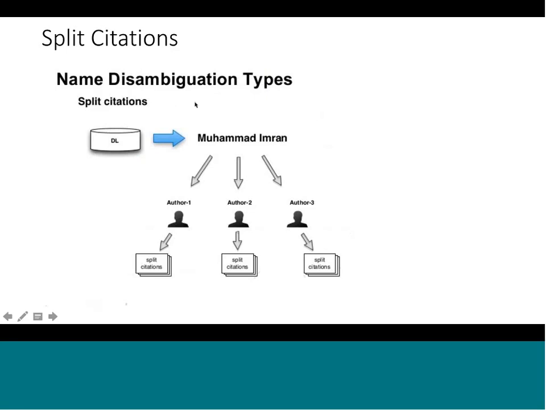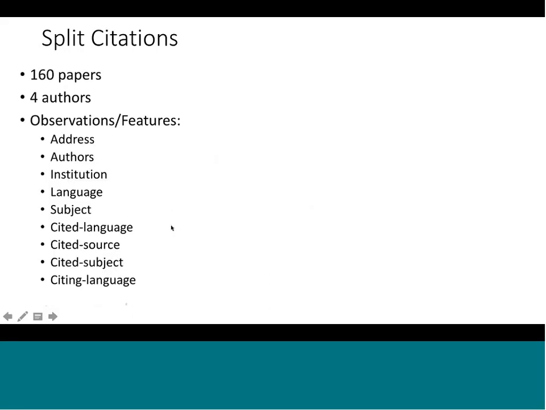So with the different name disambiguation types, we can have the database, and we have these different authors, and they can each have their own citations that we want to combine and figure out which one belongs to each of the authors. So here's an example. We show that we're applying it to the citation data as the citations come in. We have 160 papers that will be coming in. They belong to 4 authors, so we know the ground truth on this data.